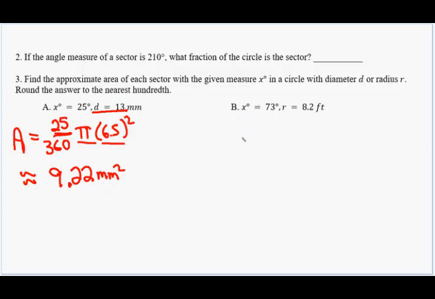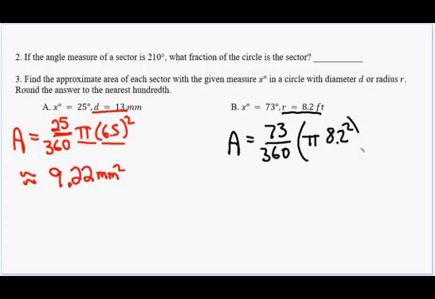In letter B, our area is 73 degrees out of a full 360 times pi. Now they gave us the radius here, so that's going to be 8.2 squared. If your calculator skills are good, you should have got 33.02 feet squared.